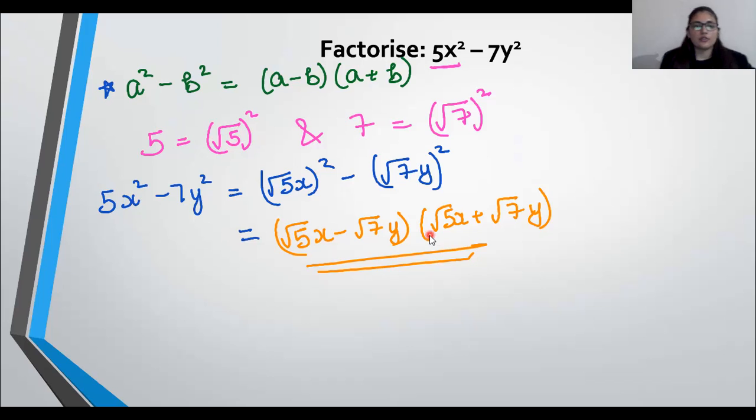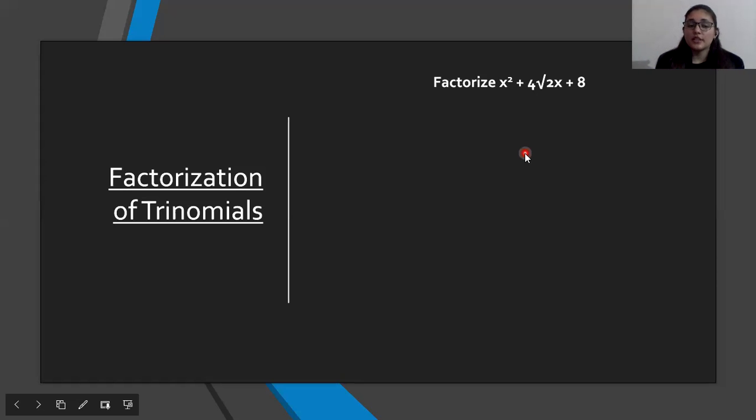Okay then, now let's move ahead to the next question. Factorization of trinomials. This is really, really very important, how we can factorize this. Now you can see that what they have given us is x square plus 4 root 2x plus 8, right?